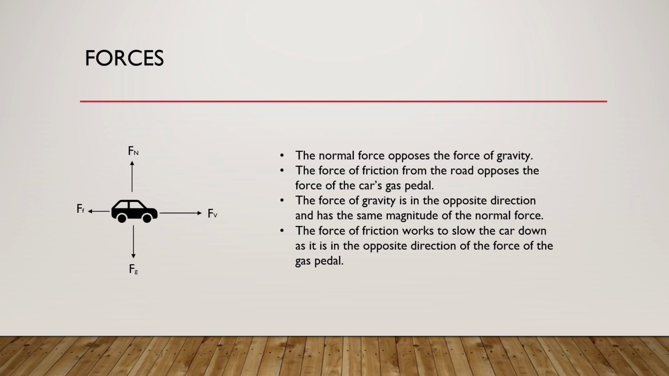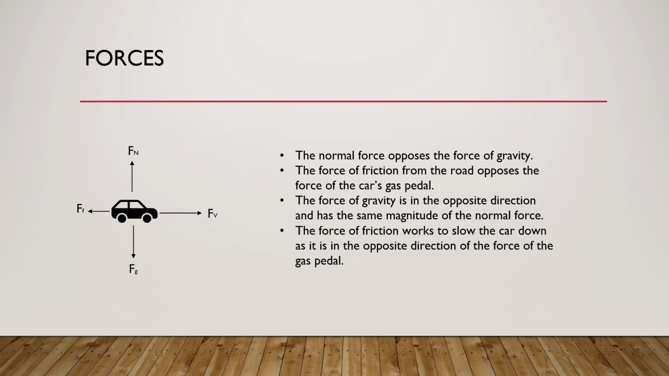The second most commonly taught vector form is forces. A free body diagram is shown on the car at the left. The force of gravity, denoted by F sub g, is pulling down on the car, while the normal force, denoted by F sub n, is shown pulling upwards on the car. The force of friction, shown by F sub f, is pulling the car to the left, while the force of the car's gas pedal, shown F sub v, is pushing it forward to the right.